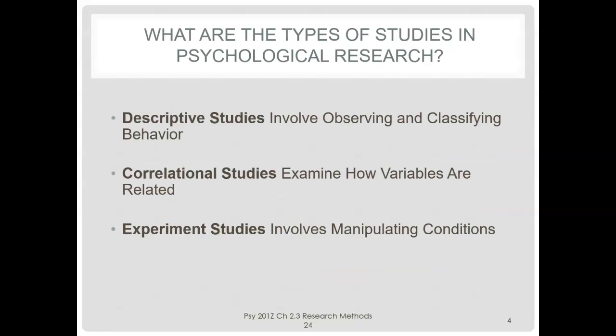So I want to look at the three different types of research methodologies that we use in psychological science. The first is descriptive studies. With descriptive studies, we're just observing and classifying behavior. Then there's correlational studies, and we use correlational studies to examine the relationship between two variables. And then there's experimental methods, and this is where you actually manipulate variables. So let's start talking about descriptive studies.